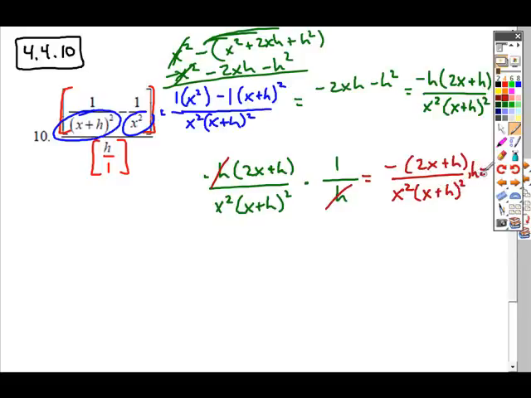H canceled from my denominator, so I do have a domain restriction. H cannot be 0. And so that would be my simplified form.